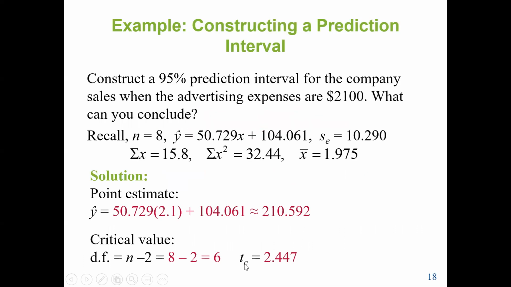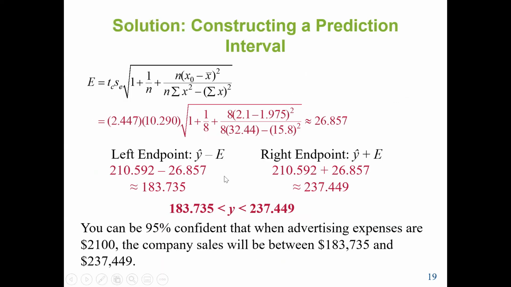To find this t_c, we need to use the degree of freedom of 6, and also the 95% prediction interval. So we use the alpha level of 5%. Which means the result we get here, we say we are 95% confident that when advertising expenses are $2,100, the company will have sales between $183,735 and $237,449. This is giving us some interval, a 95% confidence interval.